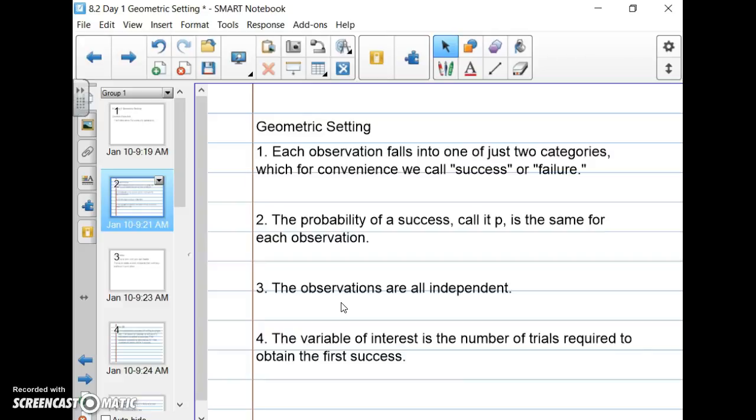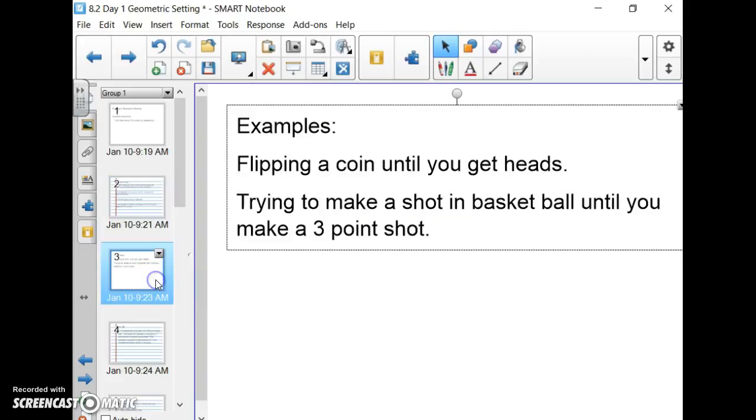Here's the difference. Binomial setting has an n number of finite trials, which means it ends. This one, n is a little different. N can technically go on forever, but basically the fourth thing here is the variable of interest is the number of trials required to obtain the first success. So that first success being whatever, when that happens, that's going to be your value of n. And that probably doesn't make a lot of sense at this moment, but let me give you a few examples.